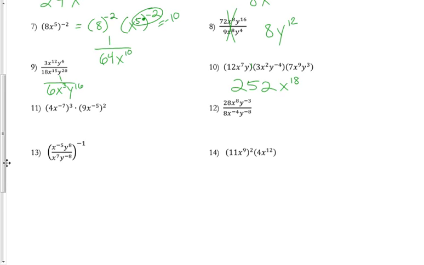Number 11, we have a two-step problem here. So the first thing you have to do is your power rule. So when you do that, you get 4 to the third power, which is 64. Multiply your exponents together, you get x to the negative 21st. And in the second part of the problem, 9 to the second power is 81. Multiply your exponents to get x to the negative 10th. Multiply everything together, and you're going to get 5,184. Add your exponents, so you get x to the negative 31st.